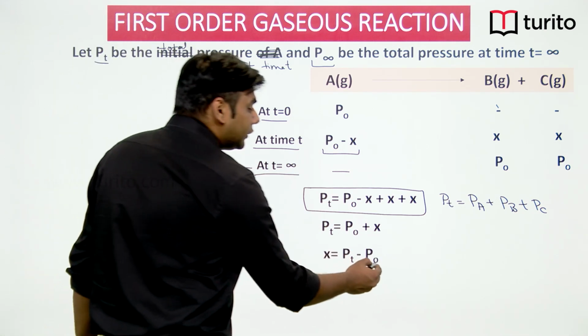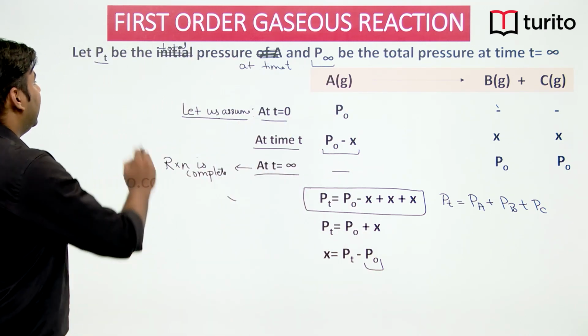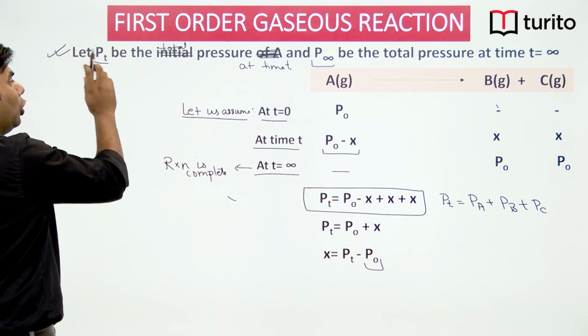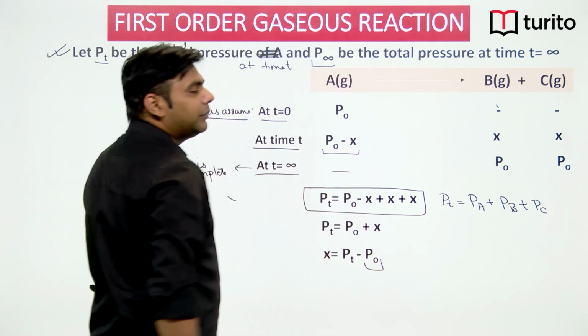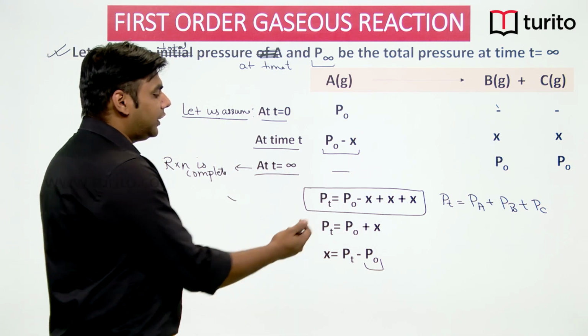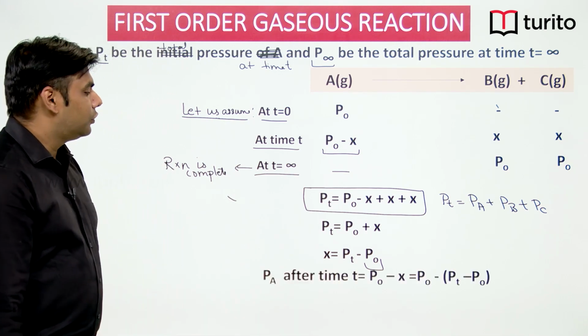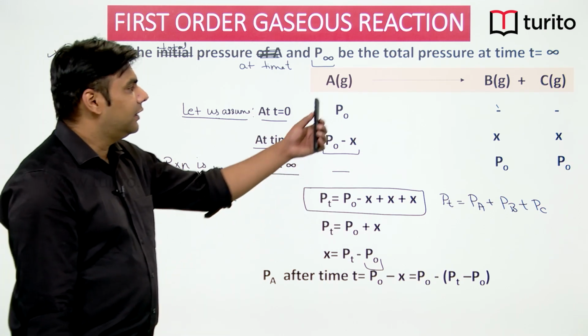Now P naught is also unknown to us in this particular reaction, because the data which has been given to us is the total pressure after time t and P infinity as the pressure when the time was infinity. So P naught is also not known to us. So what we are going to do is calculate that P naught.